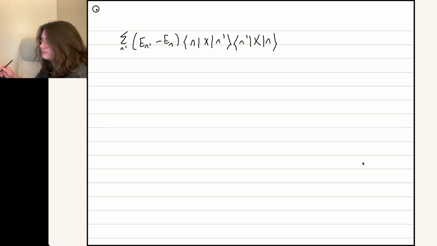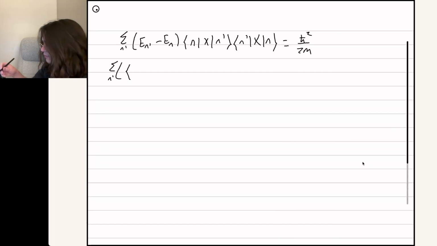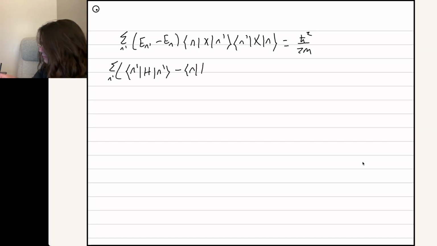All right, silly people, here's the situation. We are going to prove that the Thomas-Reiche-Kuhn sum rule works, where this combination of energy eigenvalues and matrix elements is equal to h bar squared over 2m. The way that we're going to do this is, first of all, we are going to change the energy eigenvalues into a form that looks like the expectation value of the Hamiltonian for these states.